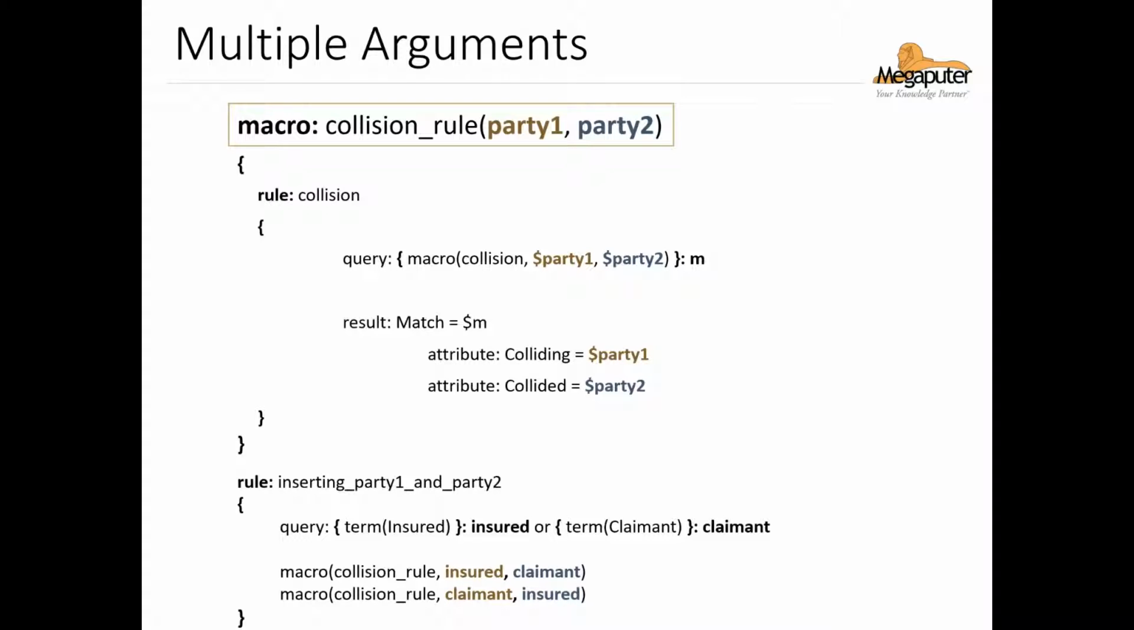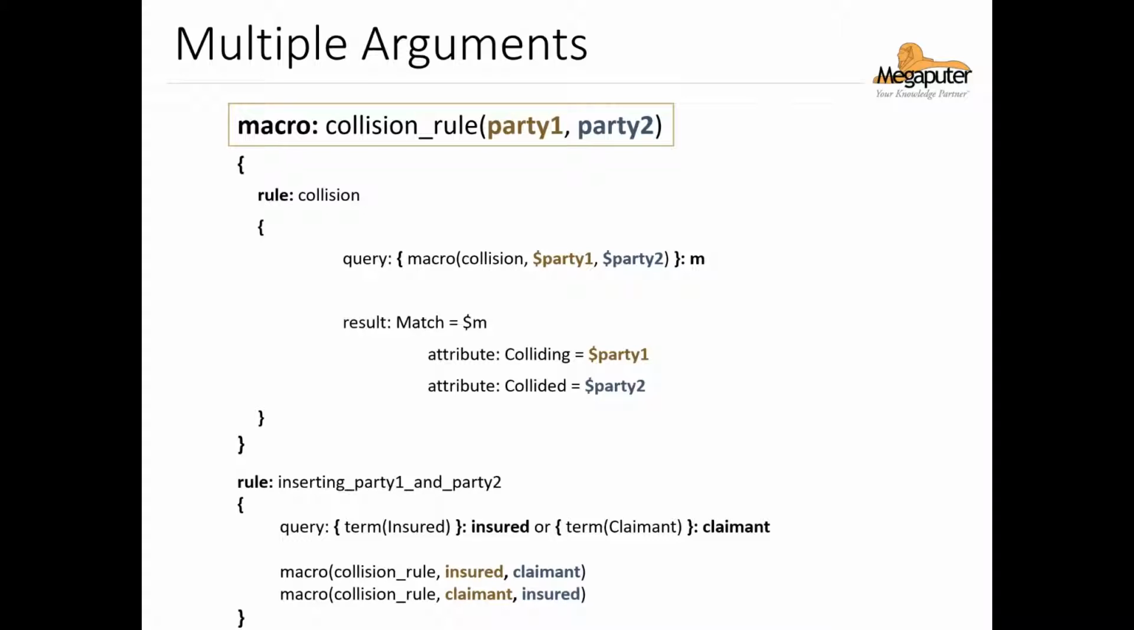And of course you can go on to use multiple arguments if you'd like to do so. So here I have defined a macro called collision rule, and then I have party 1 and party 2 here. Alright, now I'll create a rule within this called collision. That's just going to be collide between party 1 and party 2 using that macro we've already defined, and then my result will be colliding party 1, collided party 2, named groups there, okay. So I've defined my macro. Now I'll actually use it. So at the bottom there, I have an actual XPDL rule that we run called inserting party 1 and party 2.